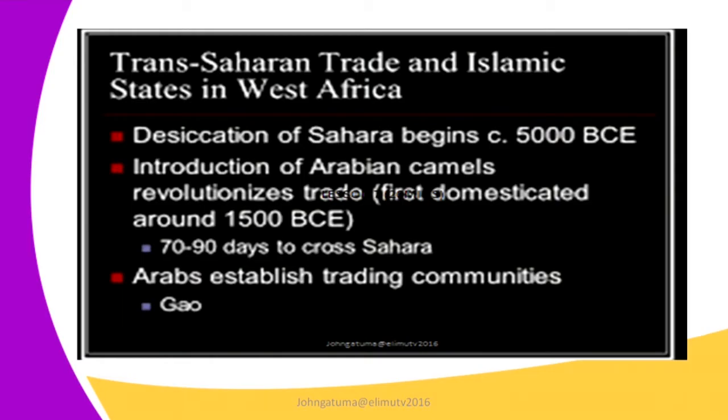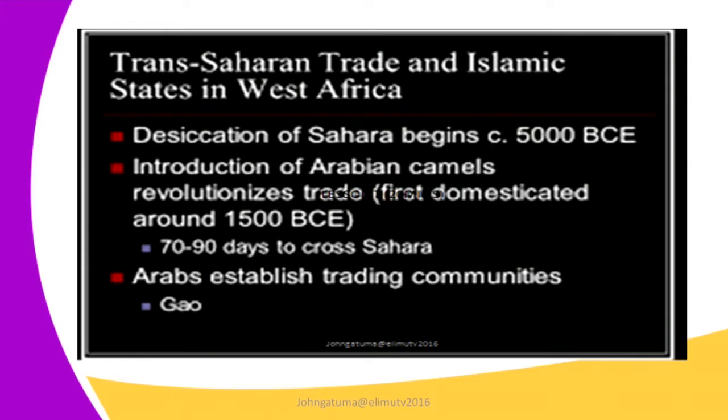Trans-Saharan trade and Islamic State in West Africa. We have desiccation of the Sahara, which begins at 5000 BC. There is the introduction of Arabian camels, and this one revolutionized trade, first domesticated around 1500 BCE. They used 7 to 90 days to cross the Sahara Desert. That is relatively 3 months, and this is the period they used to cross one of the largest deserts in the world.